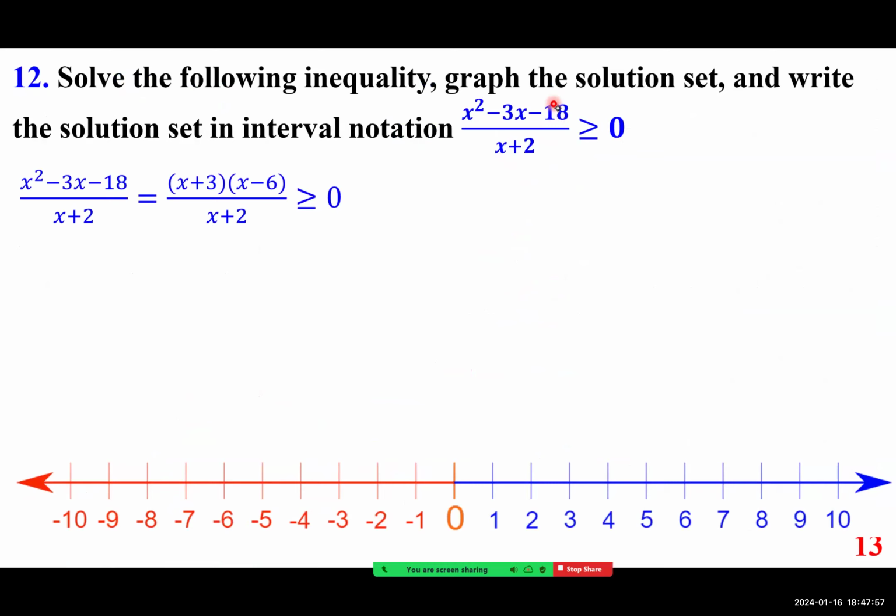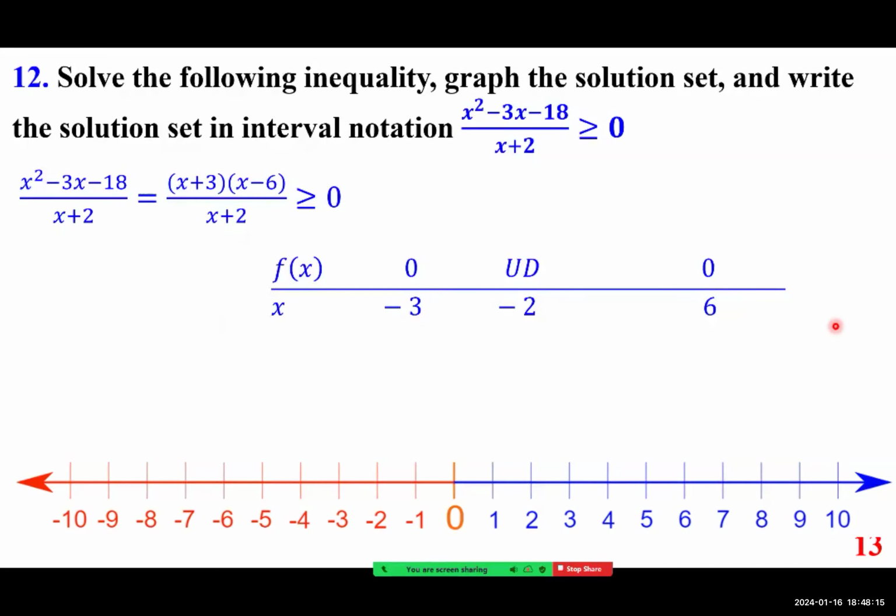If you set each one equal to 0, this gives you negative 3, this gives you positive 6, this gives you negative 2. Those are the three numbers on a number line we need. So again, this gives you negative 3, this gives you positive 6, this gives you negative 2. You put this in the proper order. So this is the number line, x, f of x. We are going to call this f of x, everybody.